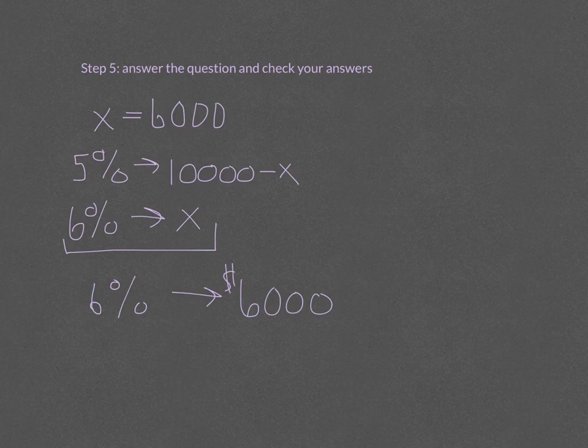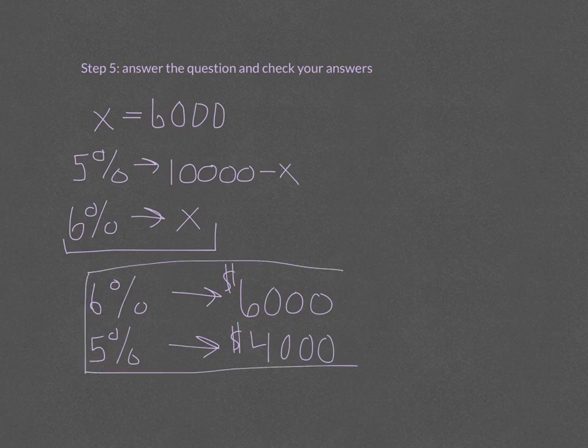Then we need to figure out how much was left to be invested at the 5%. So we have 10,000 minus 6,000, which would be $4,000. Okay, now I'm just going to double check and make sure those two answers make sense. If I have $6,000 plus $4,000, it equals $10,000, so that's good. And then you can multiply each rate by each principal balance and see if that adds to 560. So once we answer the question and check to make sure our answers make sense, then we have our final solution solved for.